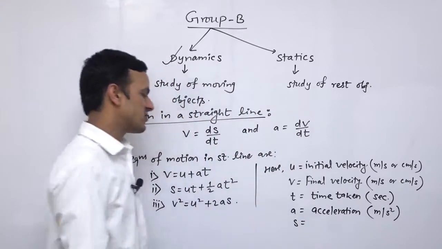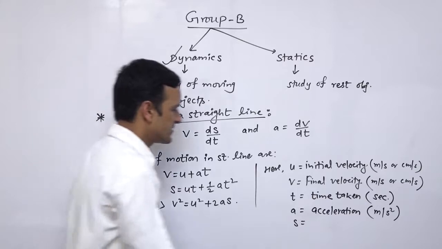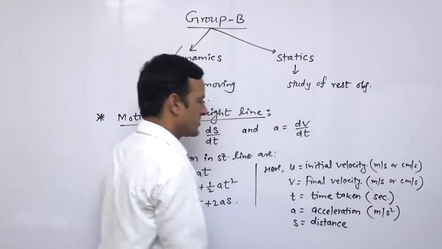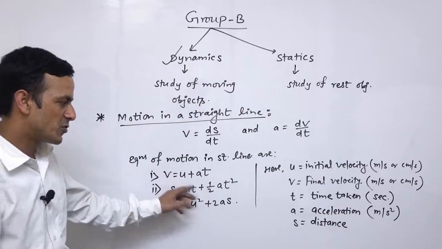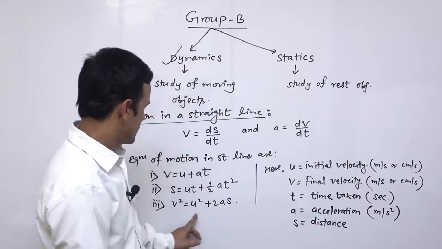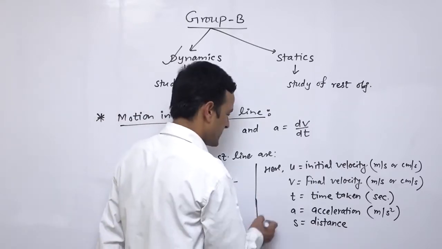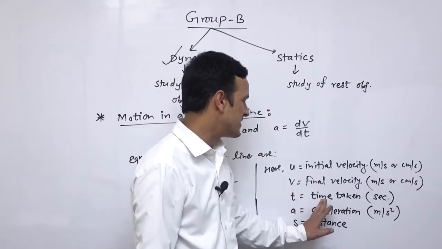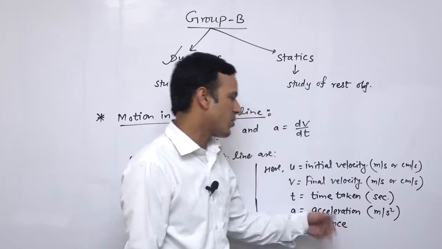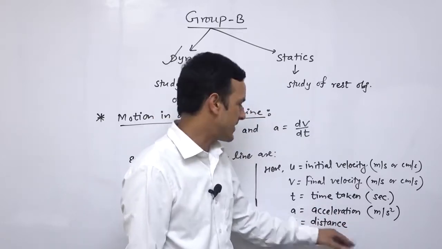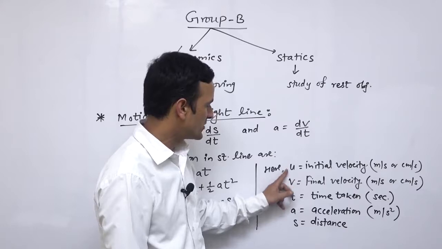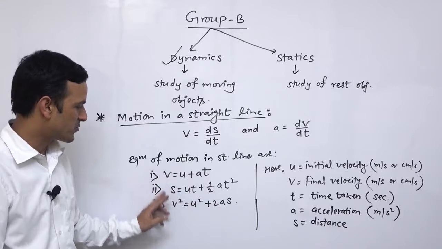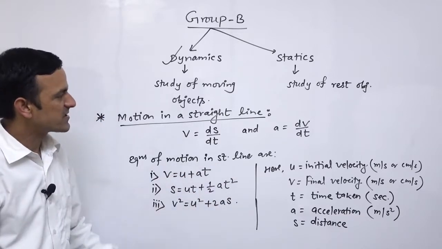And here is s also. So this s means distance covered by the body. The distance covered by the body is denoted by s. So in this way we can represent the different terms: initial velocity, final velocity, time taken by body, acceleration produced on the body, and distance covered by the particle or object or body. So these are the notations which are used in the equations of motion. We have to remember these formulas for solving the question.